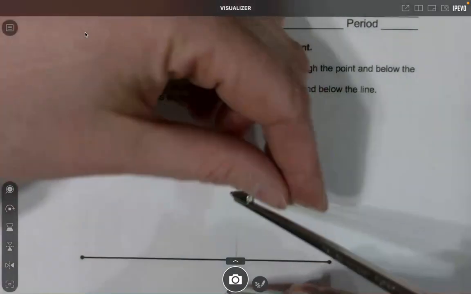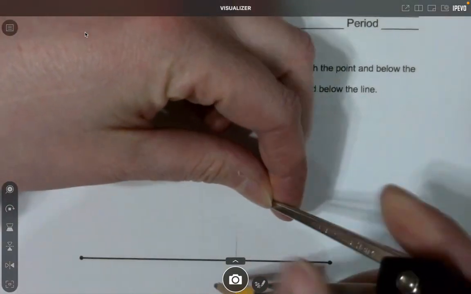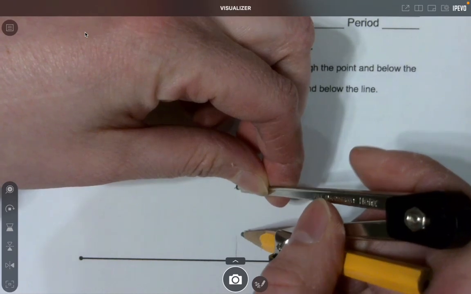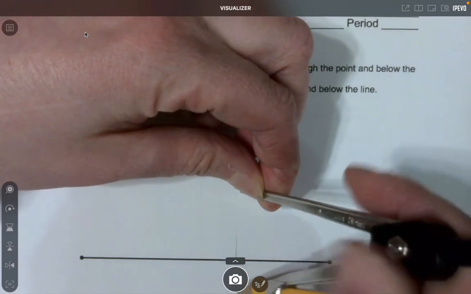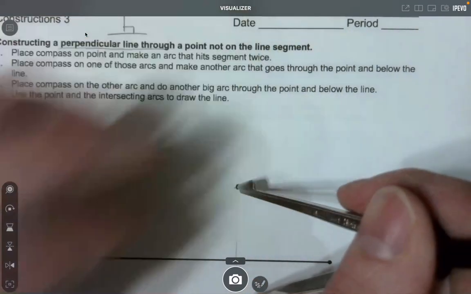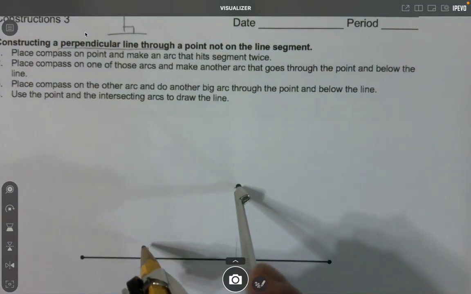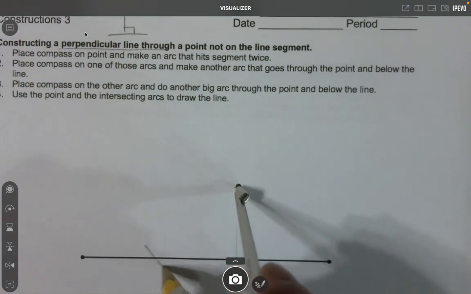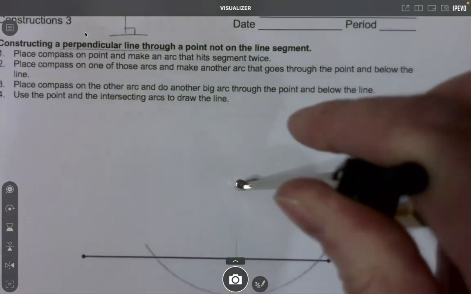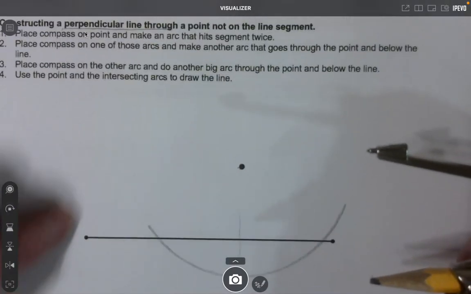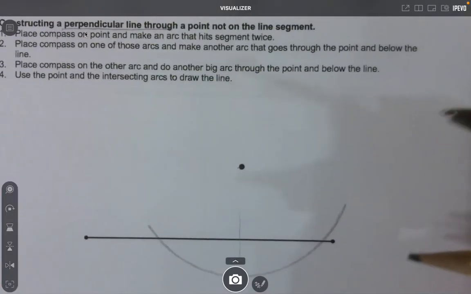So what I mean by that is I want to make some kind of an arc. So I can't have it a real small arc like this. I want an arc that is going to be big enough to cross this line in 2 places. So here I'm going to go ahead and draw that. And it's going to cross one place over there and the second place over here. So it's crossing my line in 2 places.